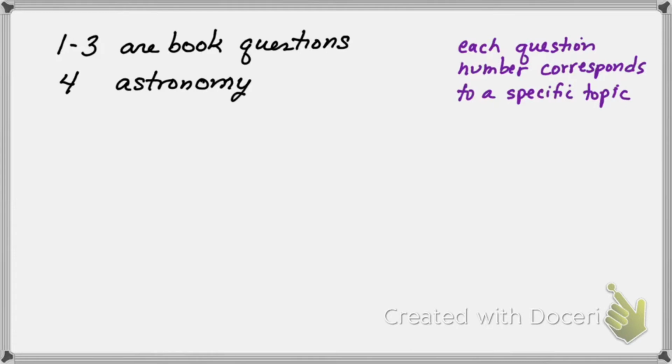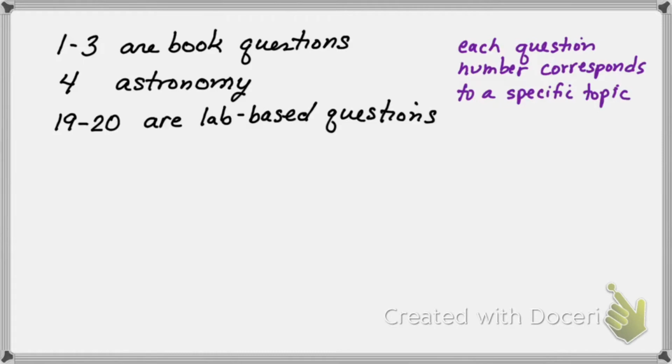Questions 5 through 18 are standard physics questions. We're going to come back to those in a minute. But questions 19 and 20 are lab-based questions. Now, lab-based questions are questions in which I give you some raw data. That data can be a graph. That data can be a table. That data may even be showing you some non-numerical results that might appear during an experiment.